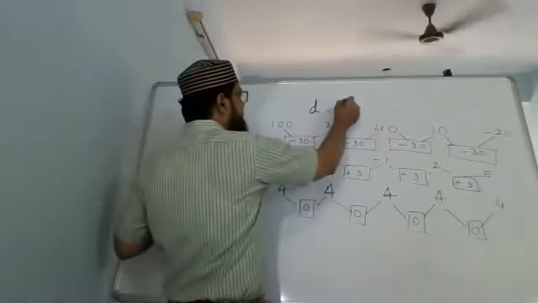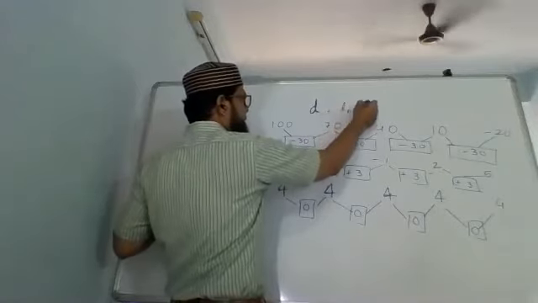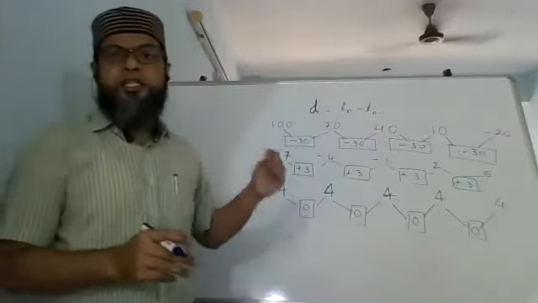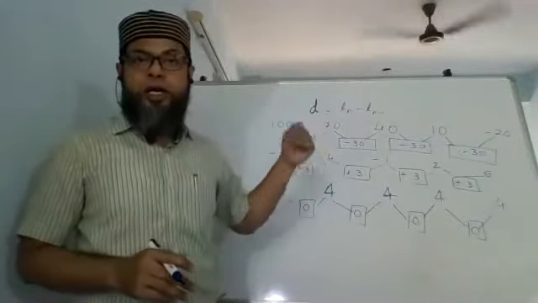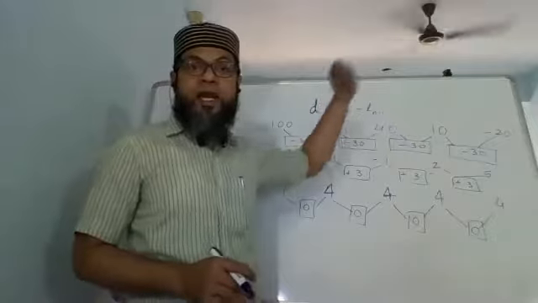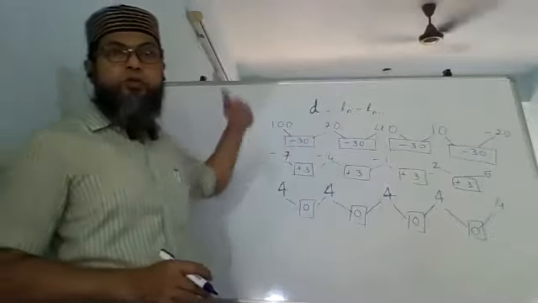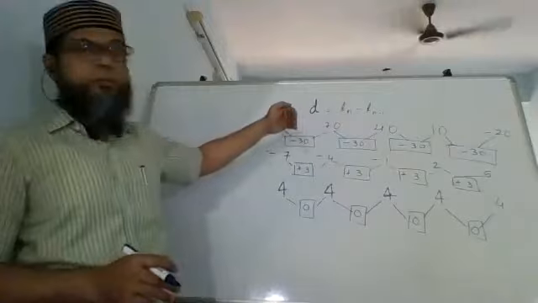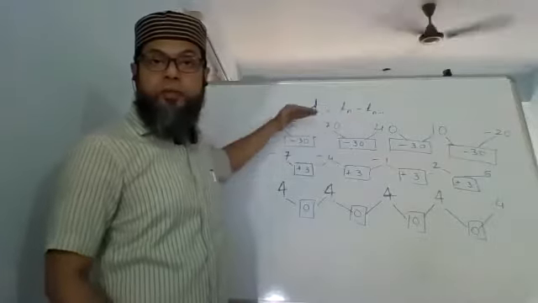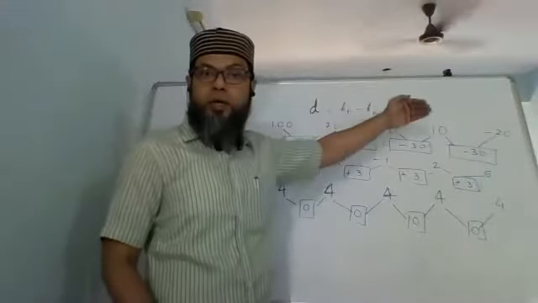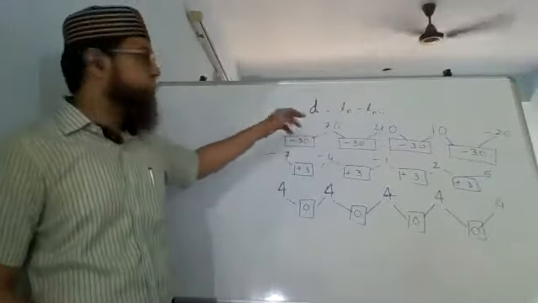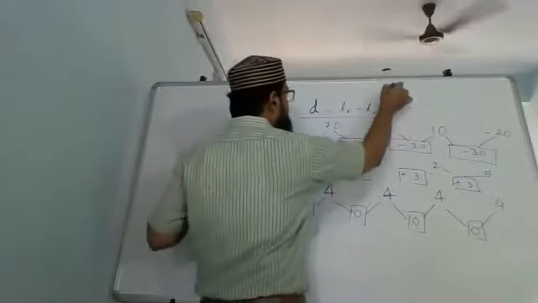D is nothing but Tn minus Tn minus 1. That means T3 minus T2, T5 minus T4, T7 minus T6. Not T1 minus T2, you have to go the other way. Second term minus first term. Fourth term minus third term. The bigger number comes later. Not bigger in terms of value, but bigger in terms of term number. 7th term minus 6th term, 11th term minus 10th term. So this is a formula.